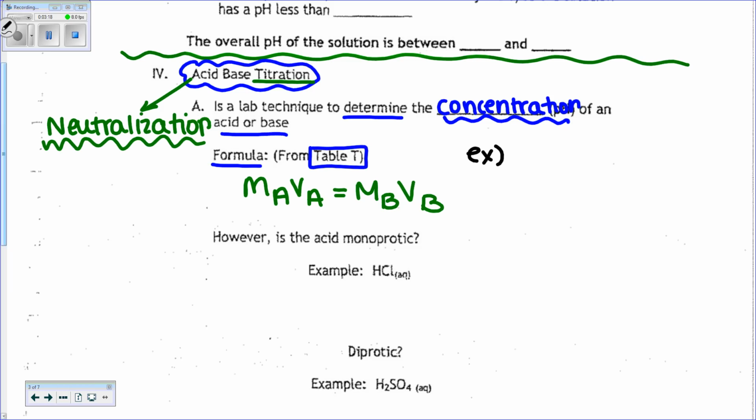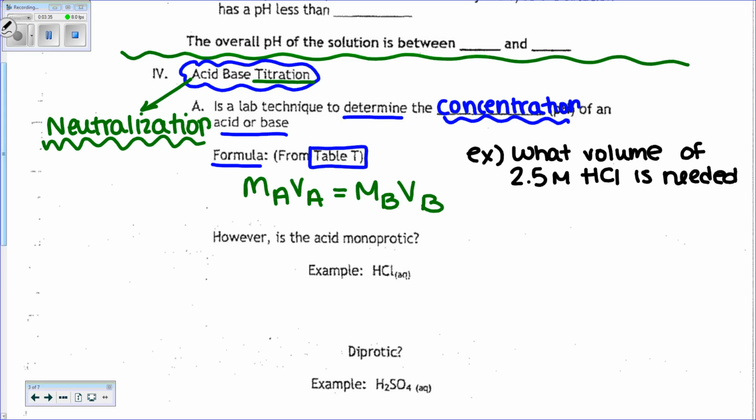Example. What volume of 2.5 molar HCl is needed to neutralize 25 milliliters of 3.0 molar NaOH.